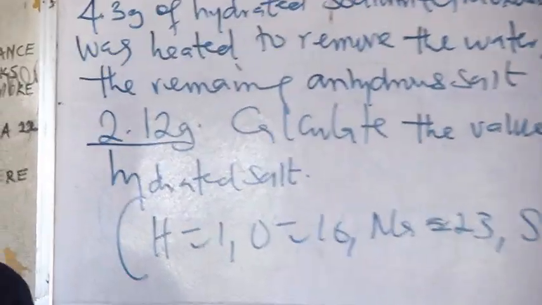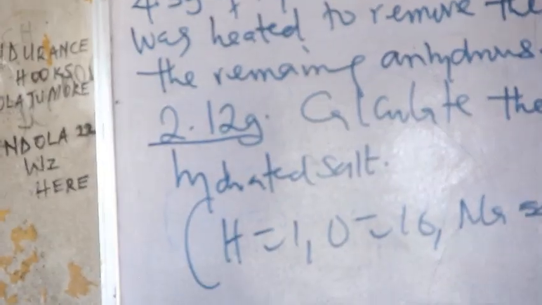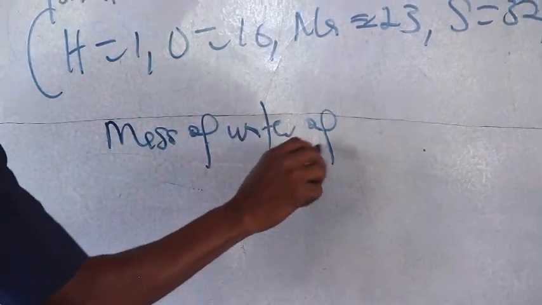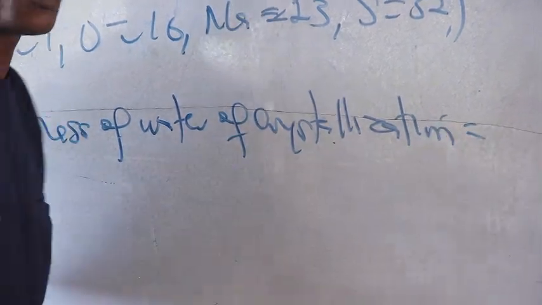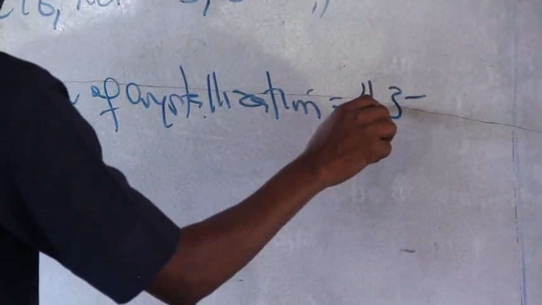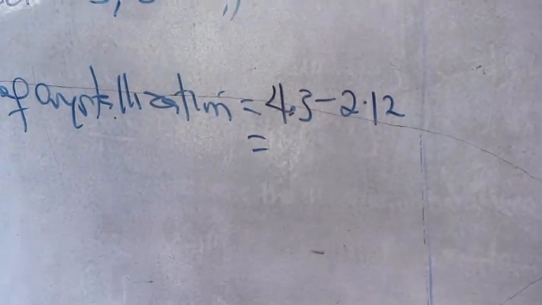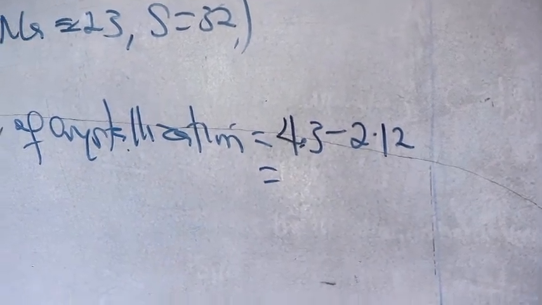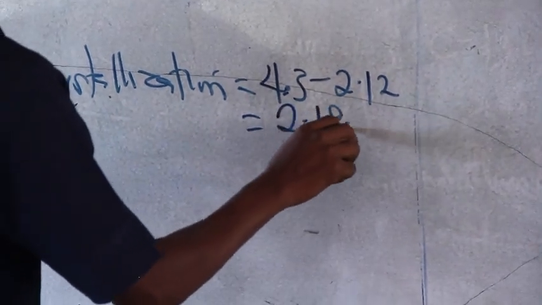How do we get the mass of the water of crystallization? Here we can say the mass of water of crystallization will be equal to what? That is 4.3 minus 2.12, and that gives us 2.18 grams.